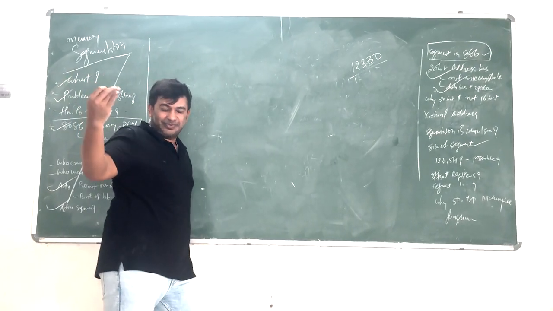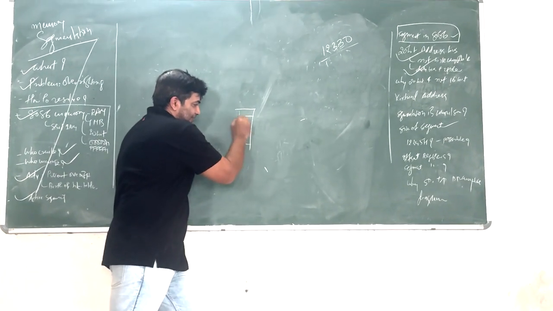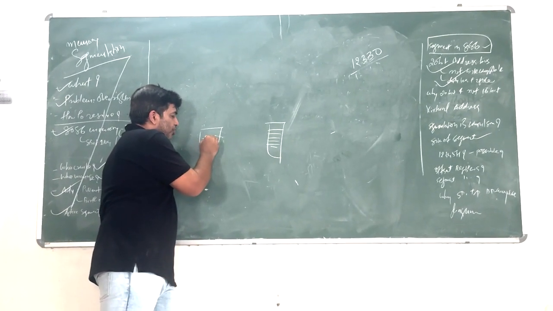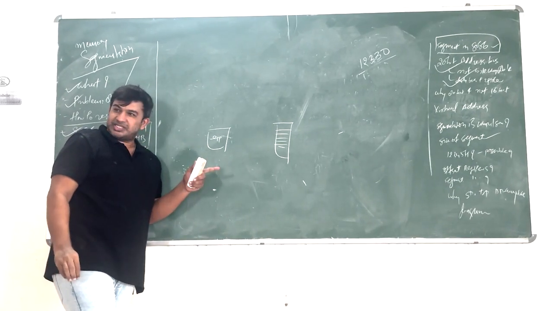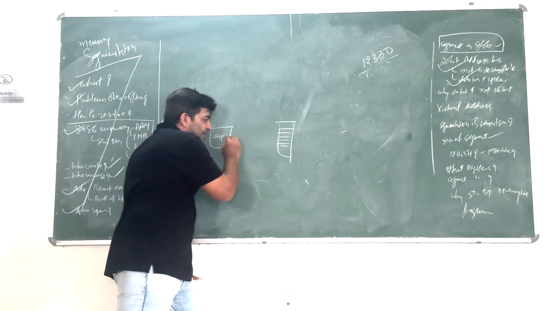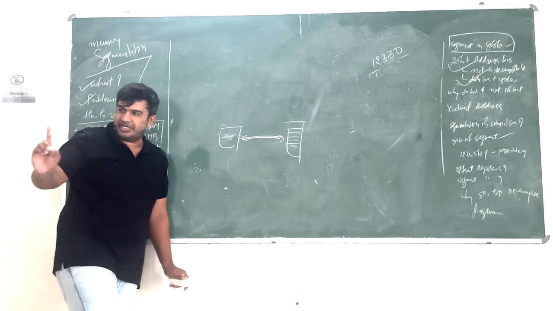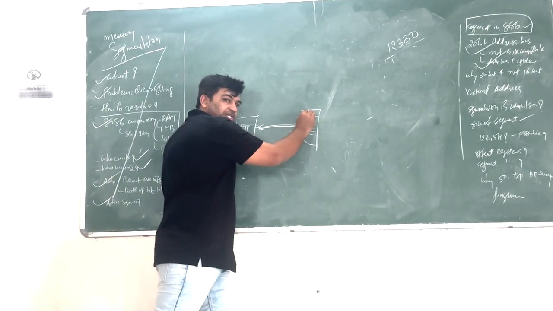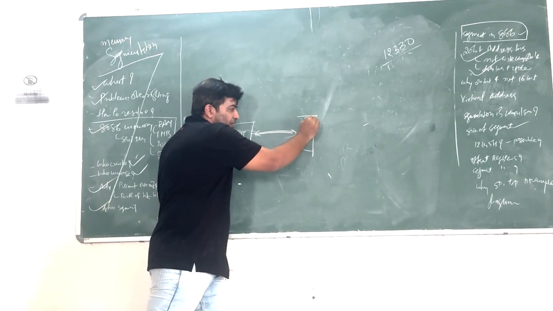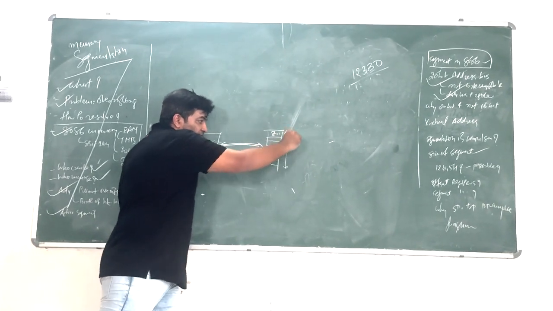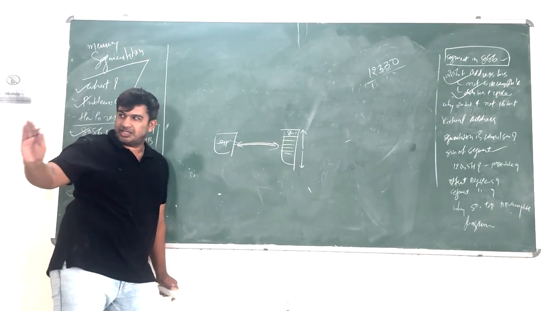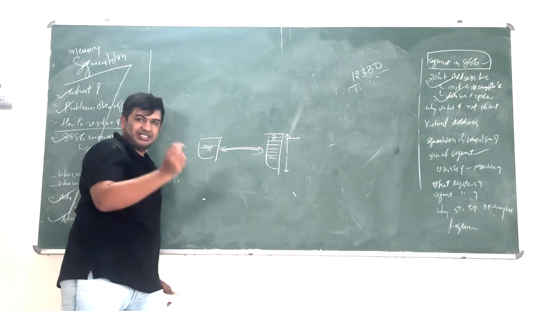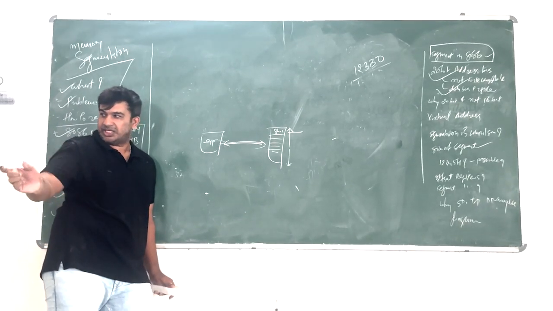Now, this is my memory, and this is my microprocessor. Memory is different, microprocessor is different. They are connected with the address bus and data bus. Each location can store how many bits? An 8-bit number. How many such locations are possible? 1 million. Total memory is 1 megabyte. This address is of 20 bits, but if you want to access it, we use 16 bit colon 16 bit.